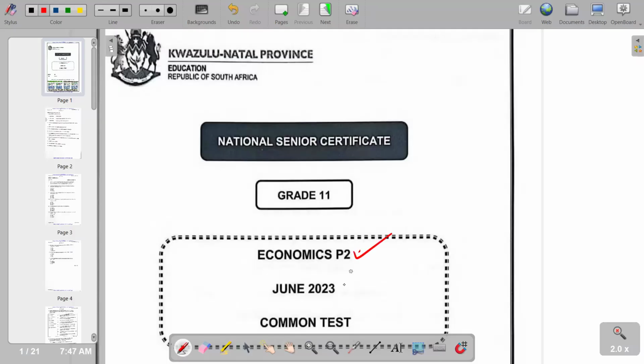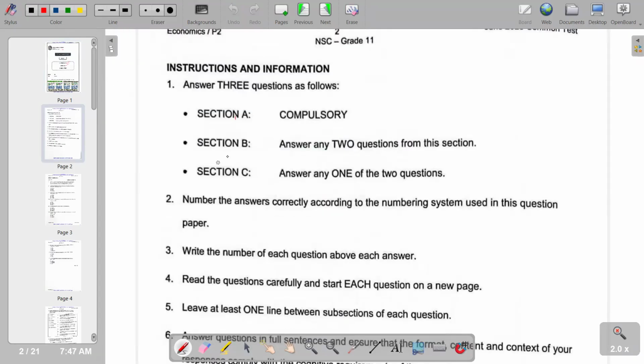Economics paper 2, a question paper from June 2023. So we're going to look at the question paper from the KwaZulu-Natal province. Moving on to the instructions and information, instruction number 1 reads: answer 3 questions as follows. Section A is compulsory. Section B reads: answer any 2 questions from this section. So we are supposed to answer only 2 questions, and then in section C, you answer 1 of the 2 questions. So this is what we have.